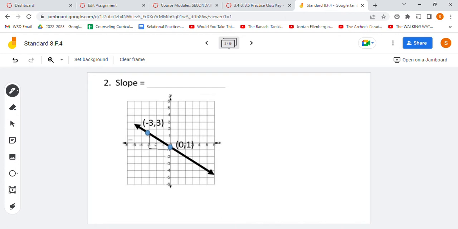On the next one, we're going down and to the right. We go down 2, it's going to be negative because we're going down, and we go to the right 3. So when we do our rise over run, then we end up with negative 2 over 3. So that would be our slope for this one.